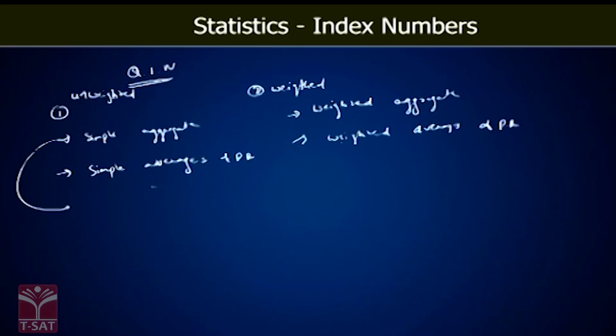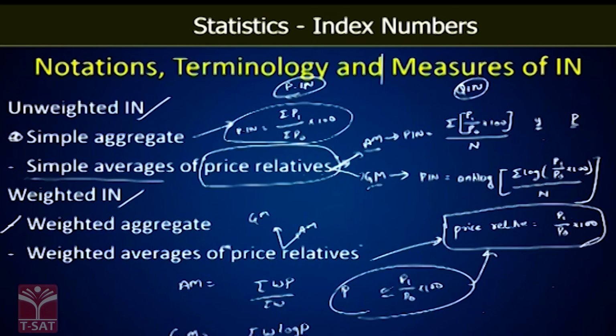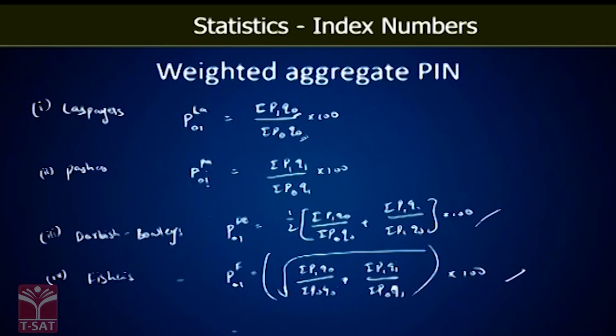We'll see in the simple aggregate it is given by Q01, which is equal to summation Q1 by summation Q0 into 100. So just in these formulas, wherever we put P1 we have to put Q1, and wherever we put P0 we have to put Q0. Same formulas.